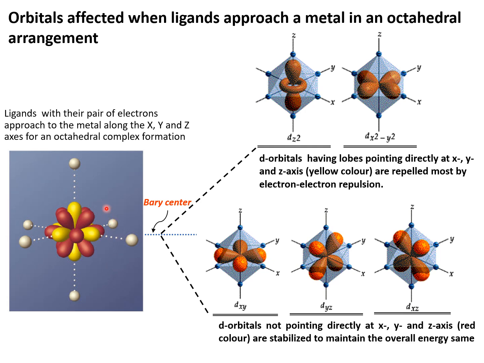Based on the nature of the orbital, whether it is axial or non-axial, the degeneracy is lost. As a result, that leads to splitting of d orbitals into two types: one is a lower energy orbital, the other a higher energy orbital. In this slide, you can see ligands with a pair of electrons approach the metal along the x, y, and z axes for an octahedral complex. This state is called the barycenter. The average energy is said to be 0.